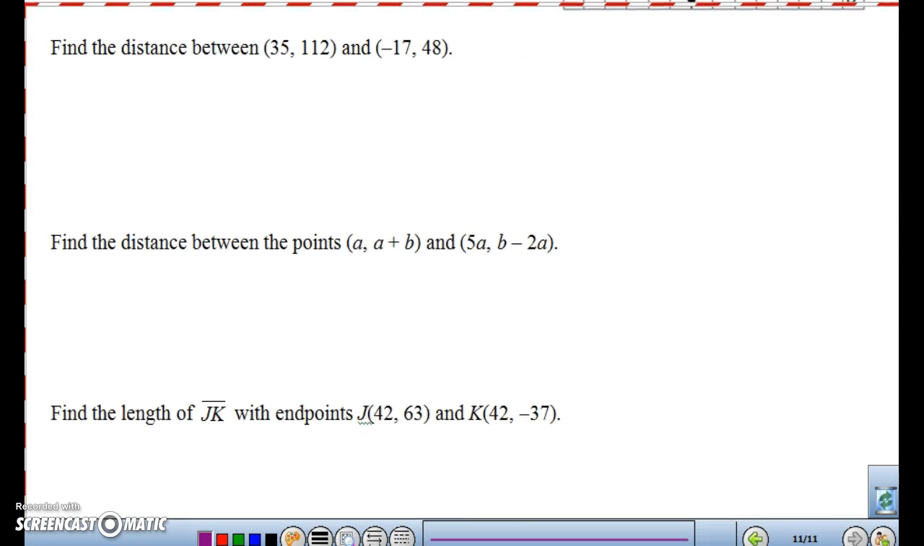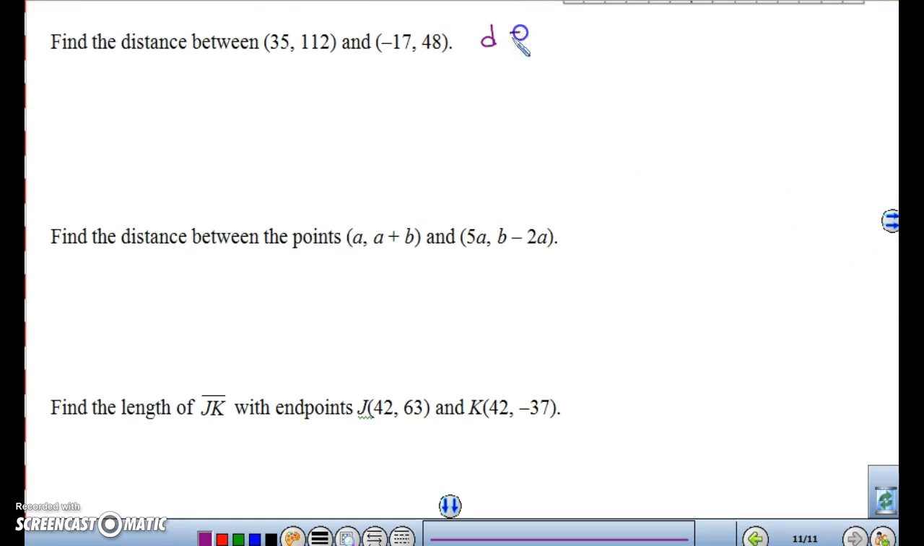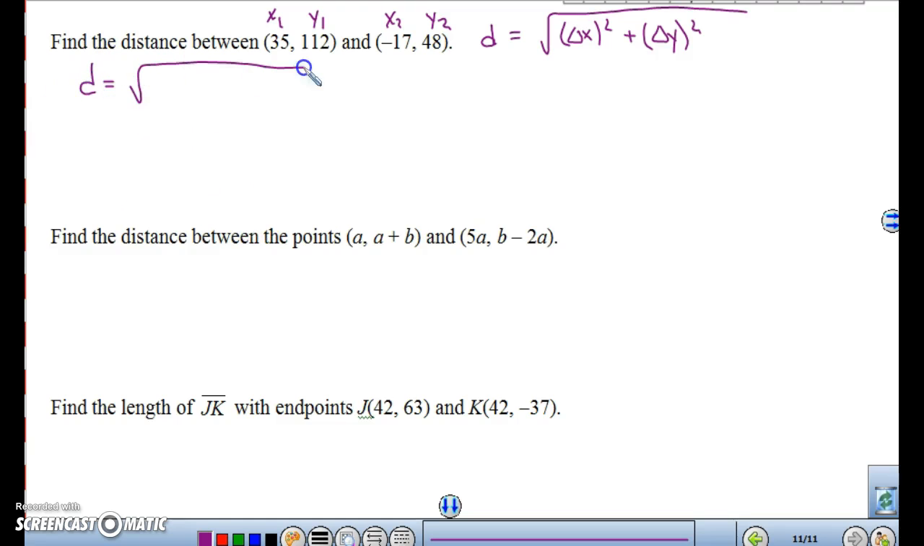Just to remind us, the distance formula is d equals the square root of delta x quantity squared plus delta y quantity squared. Difference between the x's squared plus the difference between the y's squared. So I'm going to make this one x1, y1, x2, y2, so I know which one is which and if I've used them or not. So using my formula, d equals the difference between the x's. Well, that would be negative 17 minus 35.